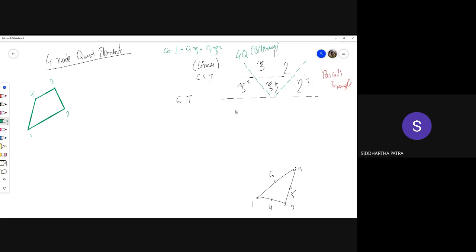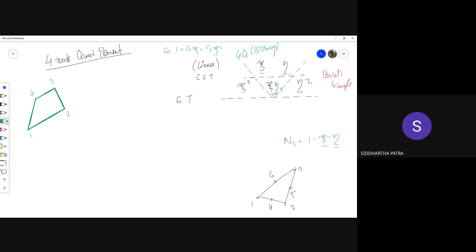Now, what is the difference between linear and bilinear? Please note that you are incorporating a term xi eta, which is not a linear term, which is a 2nd-order term. But a 4-noded quad element is individually linear in xi and linear in eta, but not together. Whereas in the CST element, shape functions like N3 are 1 minus xi minus eta. So it is linear in both xi and eta.